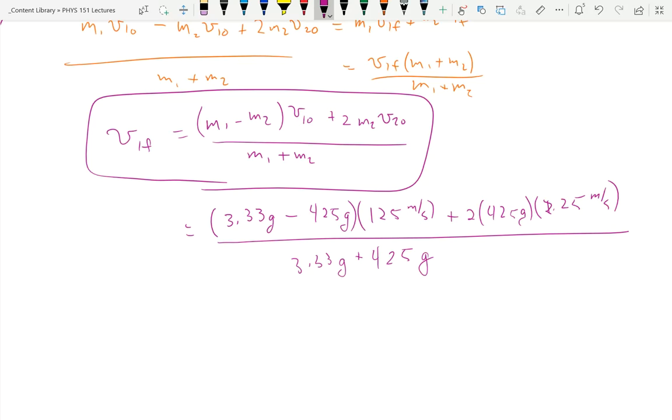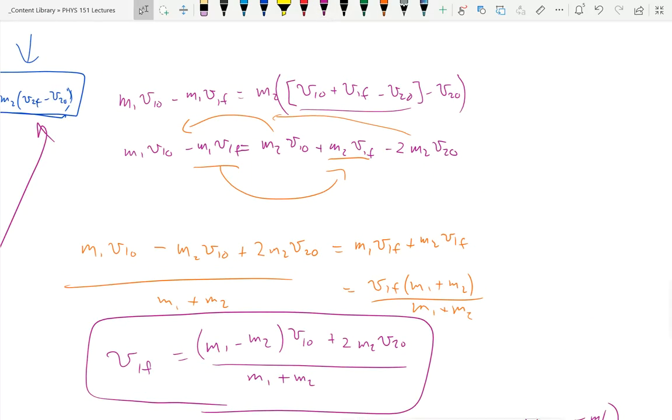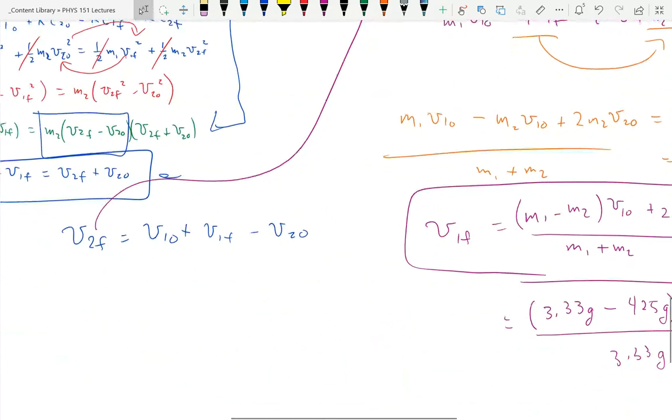Okay, and then once you have V1 final, then you just come back to where I had solved for V2 final in terms of V1 final, V1 initial, V2 initial.